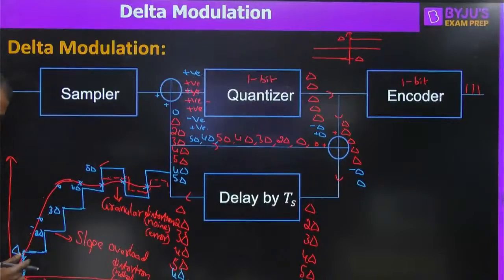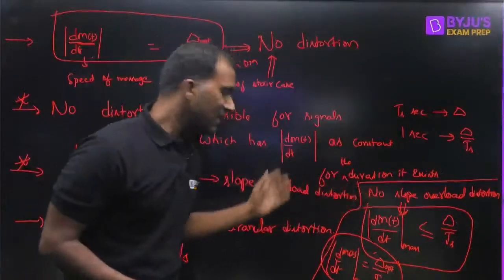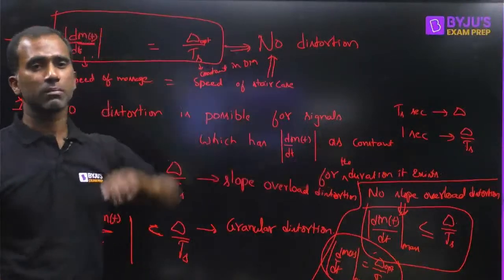But if you decrease the step size, then slope overload distortion increases. Okay. So delta increasing, one distortion will decrease, another distortion will increase. When you change the delta, one distortion decreases, another distortion increases. So we can't avoid the distortions completely. But what we can do is, the problem can be asked in this way. Anyway, we can't avoid both the distortions for any practical signal. So at least avoid one distortion completely.